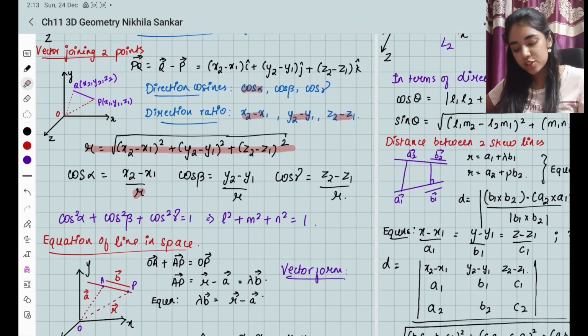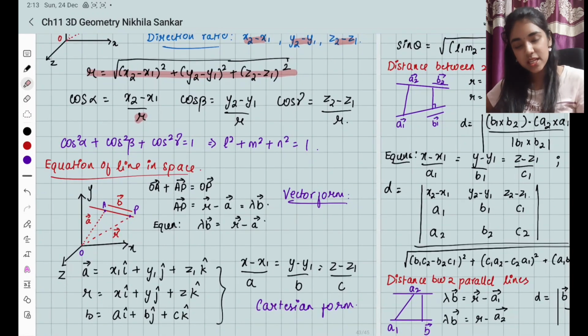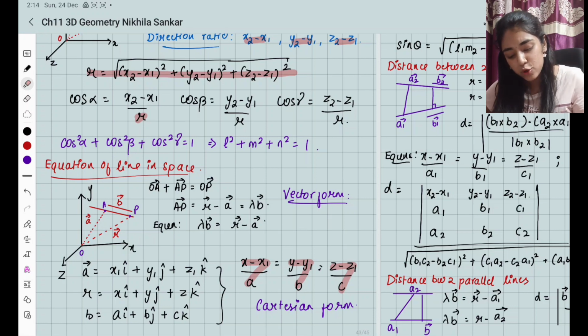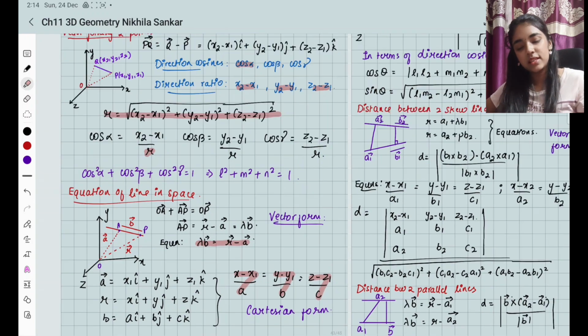Okay, இதெல்லாம் ஞாபகம் வச்சுக்கலாமா? Then equation of line in space. So இந்த ஃபார்முலா தான் நம்ம ரெகுலரா எல்லா சம்லயும் போட்டோம். So x minus x1 by a, y minus y1 by b, z minus z1 by c. இதே ரெண்டு லைன் இருந்ததுன்னா a1, b1, c1 ரெண்டுமே வரும். Okay, and these are all going to be the values of r, b and a. You also should know that lambda b equals r minus a. Okay, this thing you should know.